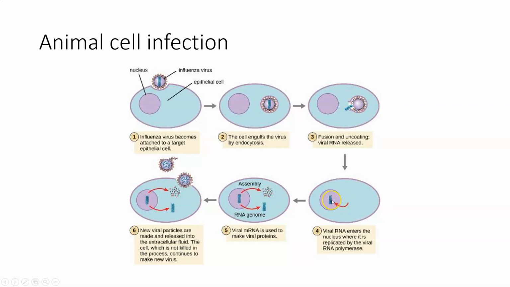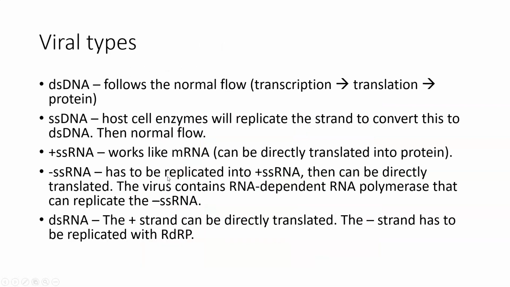We can incorporate that DNA into a host cell chromosome, or we can go ahead and just start the assembly process. From there, things are fairly similar, except at the end, very often, instead of lysing the cell, we're just going to release viruses through exocytosis or secretion. And so that's what's happening down here. All right. Viral types.